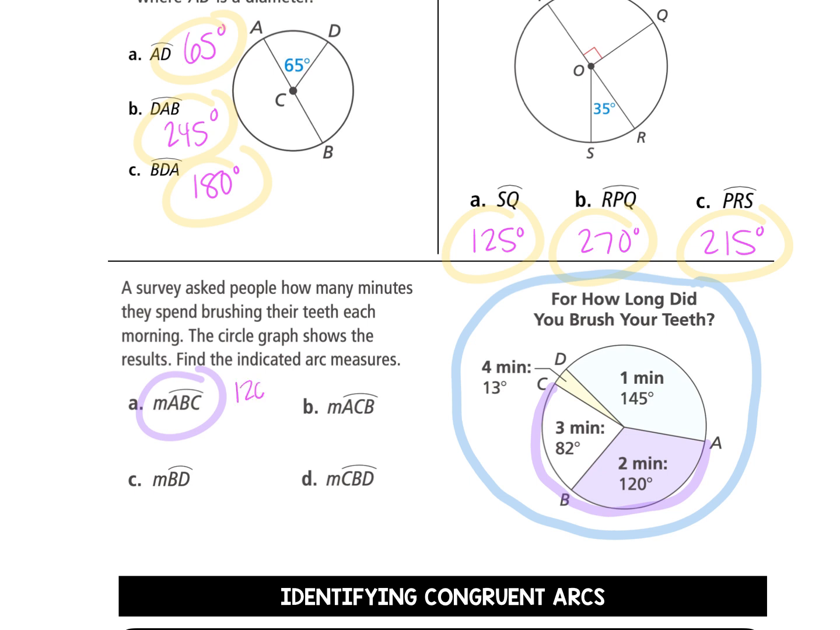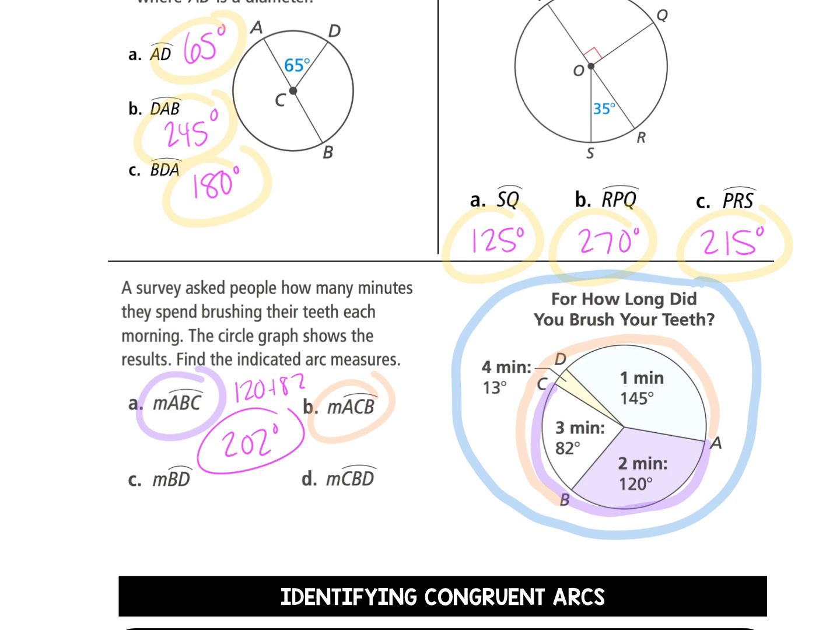So 120 plus 82 is 202 degrees. The next one is measure of arc ACB. So from A to C to B, I'm going to highlight that in orange. From A to C to B, it's a major arc. We just need to add all those portions together.